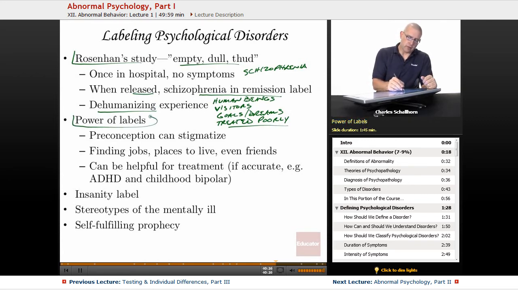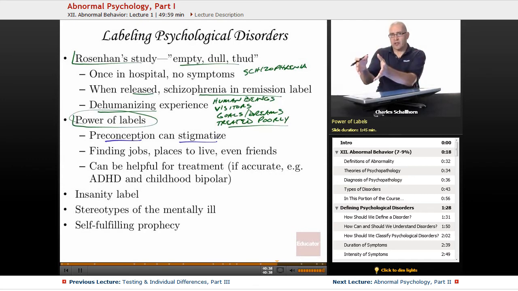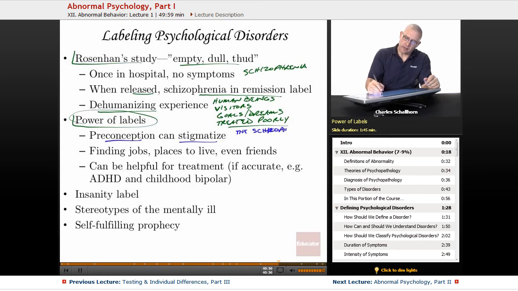But also the power of labels. Because with the power of labels, the preconception can stigmatize. So do we talk about the person with schizophrenia, person first, with the label, with the diagnosis, or do we talk about the schizophrenic? Which label do we use? Which wording do we use? Does that wording change our perception? The schizophrenic versus the person with schizophrenia. How does that change our perception of the person, of the circumstance, of the disorder?